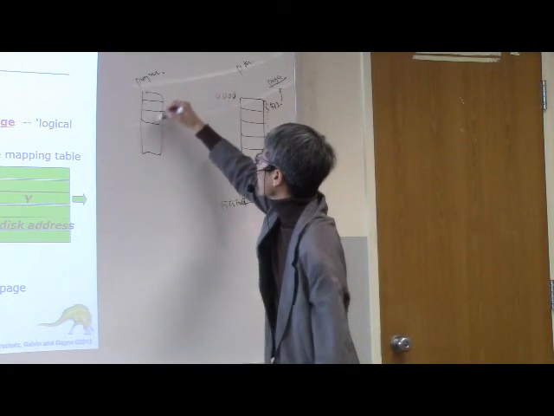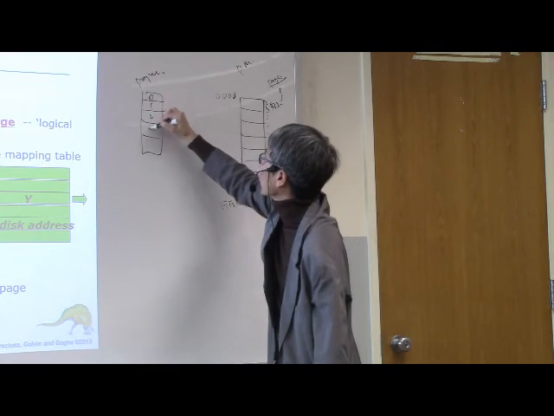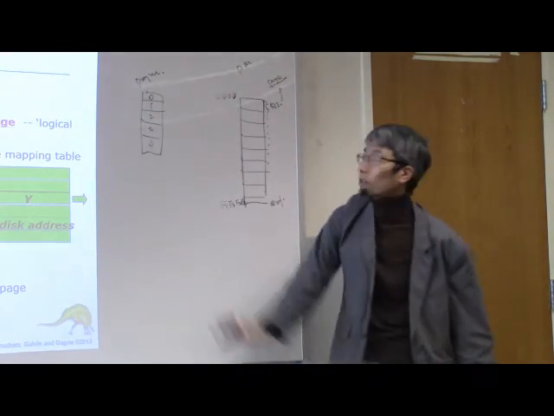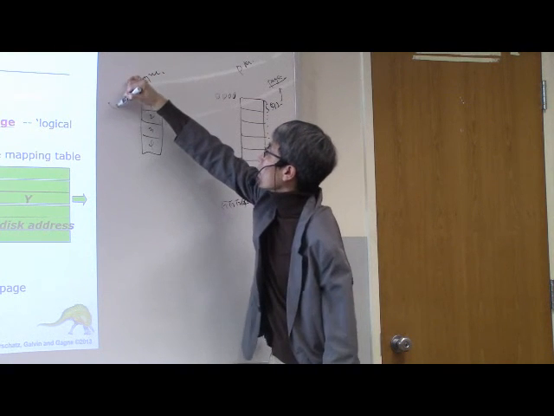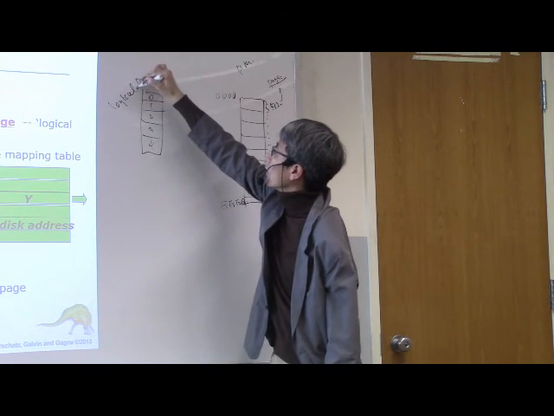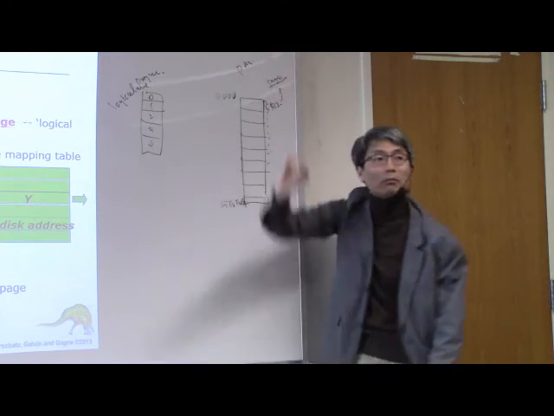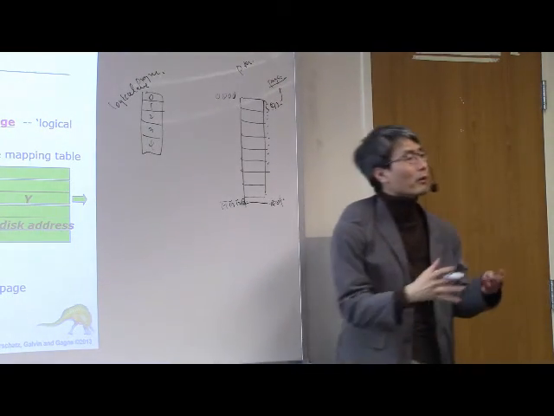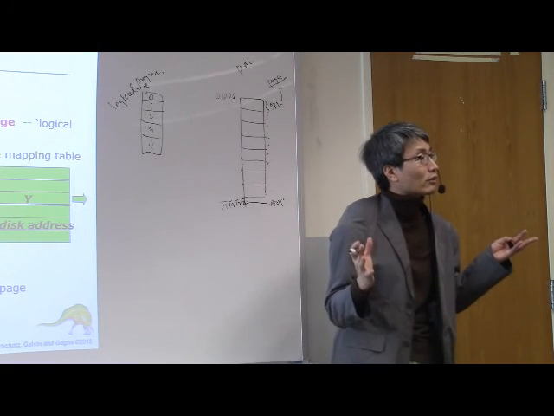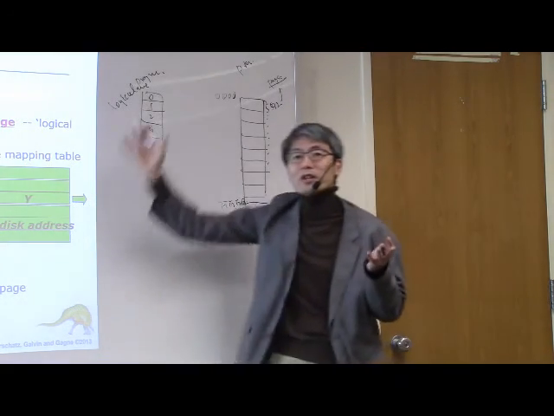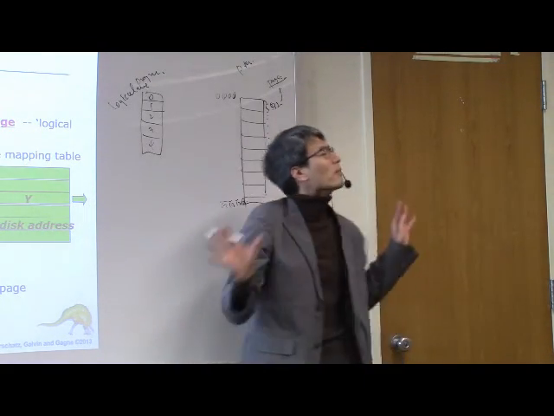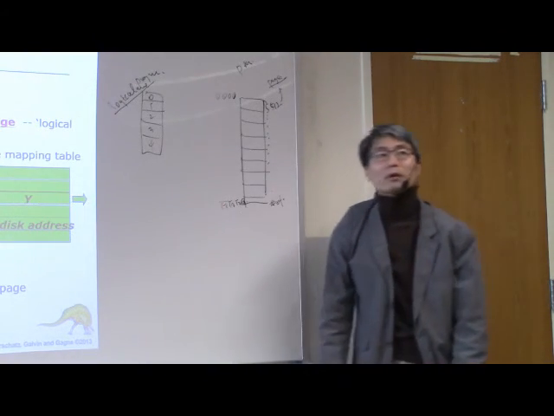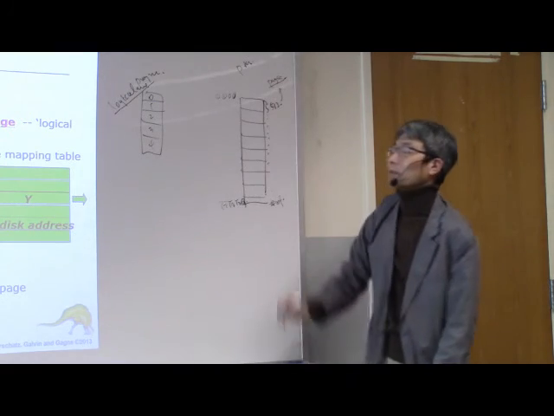Let's say we have pages 0, 1, 2, 3, 4, so 5 pages in the program. This is called logical memory. This is the physical memory. Don't be confused; many students are confused. Logical memory is not a memory like the physical memory. Logical memory is your program. It's exactly the same meaning. So we can divide the logical memory into fixed-size pages.